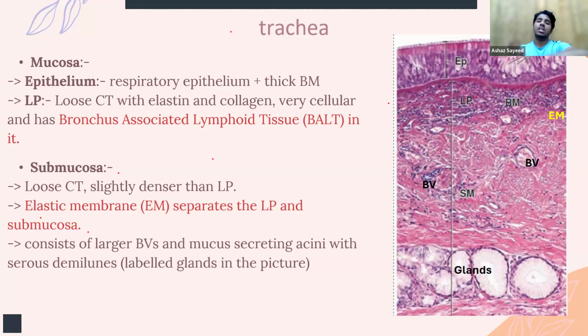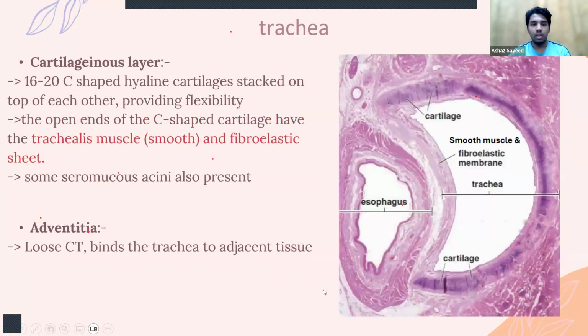So you have your basement membrane, then your lamina propria, then your elastic membrane, which separates the lamina propria from the submucosa. The submucosa lies well under the elastic membrane. It consists of large blood vessels and has huge glands. In this picture, you can see the structure labeled glands. Then comes the cartilaginous layer.